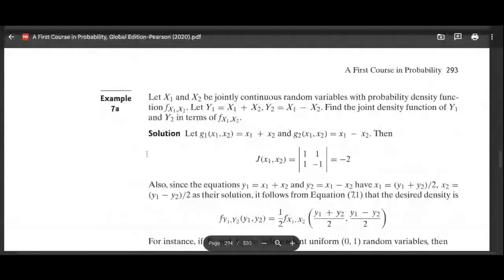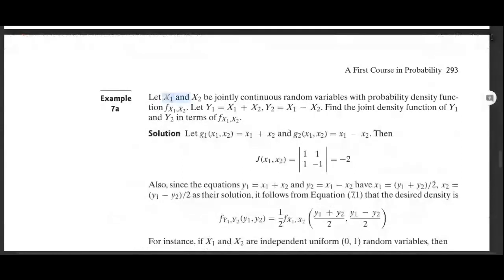Let's see some examples. x1, x2 are joint continuous random variables with a probability density function represented this way, f of x1, x2. Let y1 be the sum of x1 and x2, and y2 be x1 minus x2. Does this remind us of the very first example in vector calculus when we talk about exchanging variables? It's a linear change, a linear transformation. Find the joint density function of y1 and y2 in terms of this.